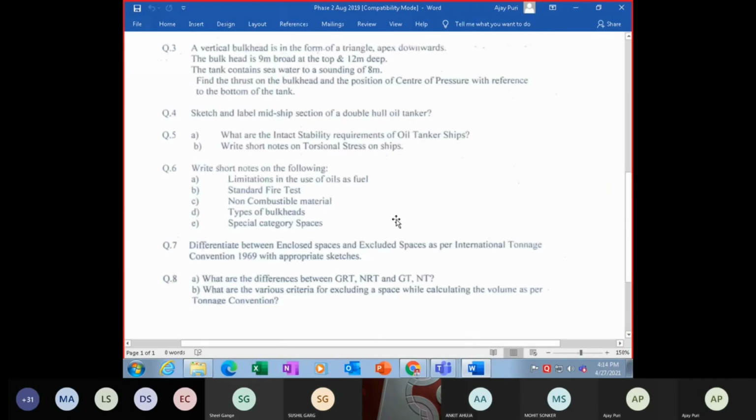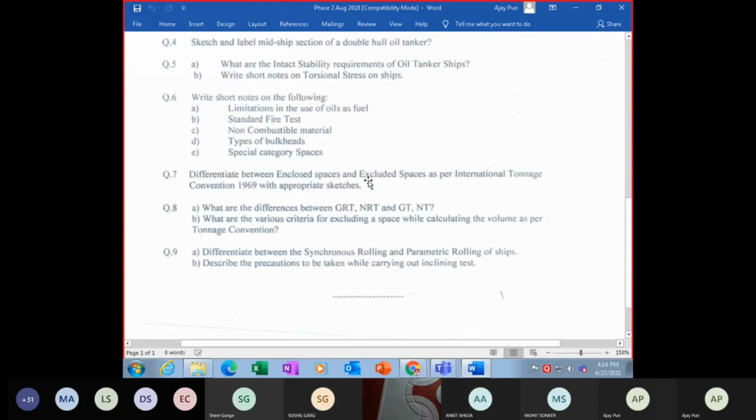Then 7, you have to differentiate between enclosed and excluded spaces and draw the diagrams, a few diagrams of enclosed and excluded spaces, and differentiate that. Now this is a 25-mark question, so you have to draw a little more number of diagrams for explanation. This is not a 6-mark question, so 25-mark question. So draw at least 5 diagrams for enclosed and excluded spaces showing them. Draw everything, that will be better. Because it's a 25-mark question, try drawing all.